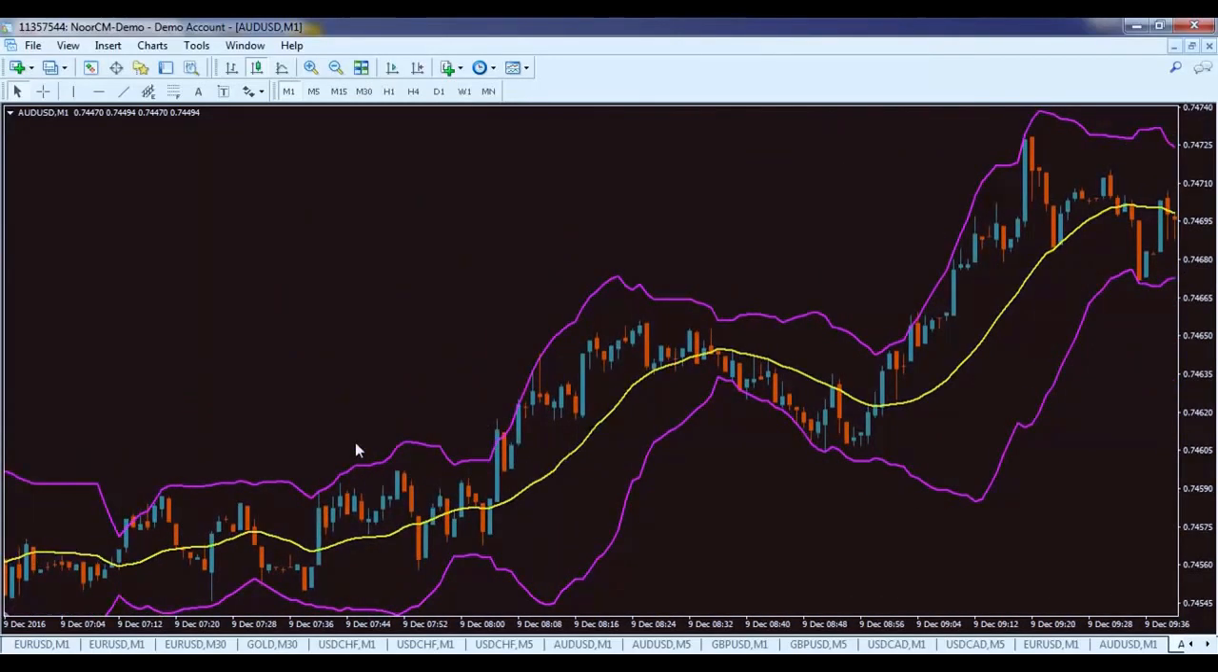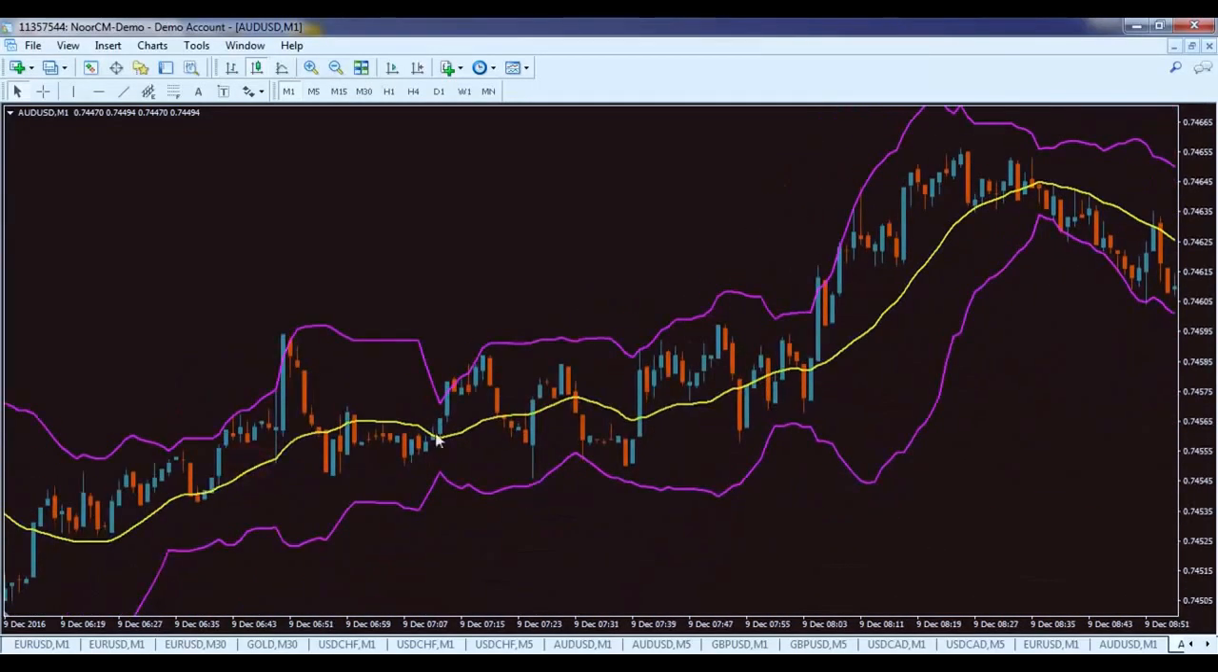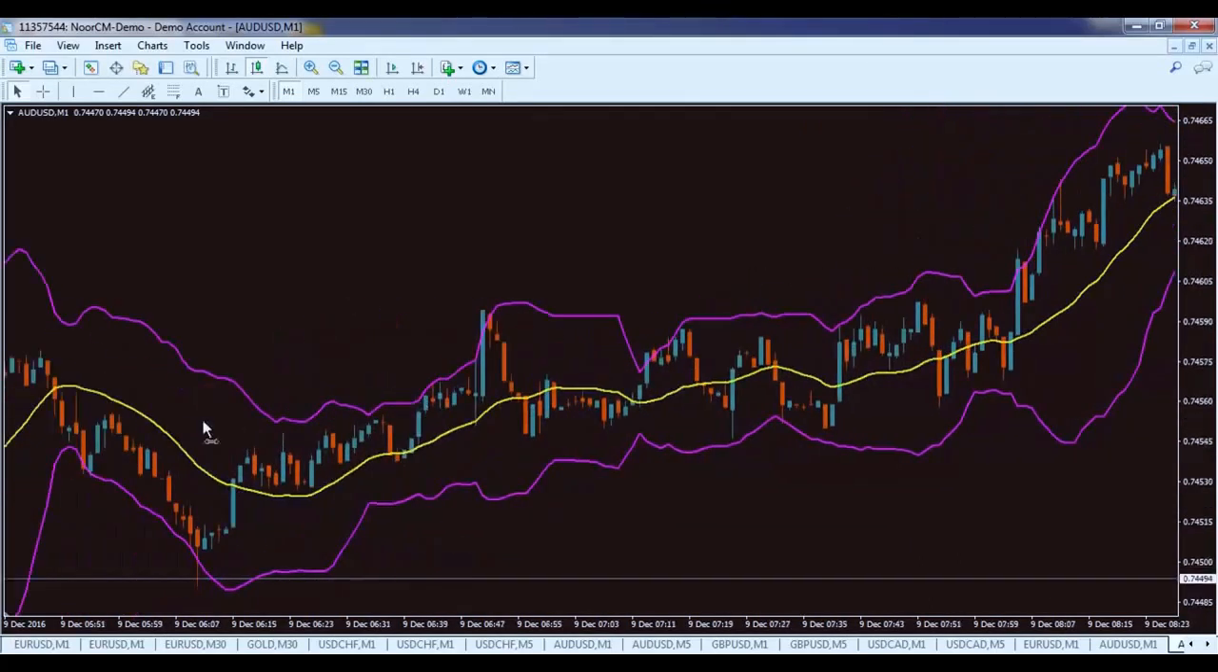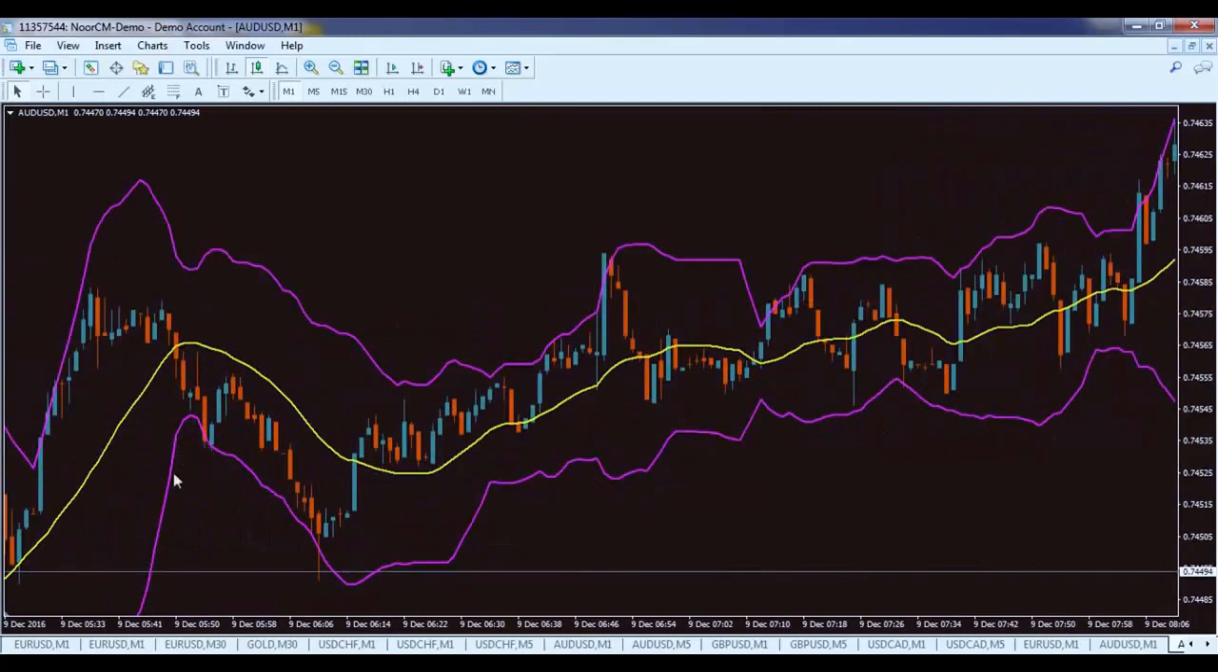Here doesn't need martingale, so you're okay. You're a winner. Here doesn't need martingale. Pretty good.